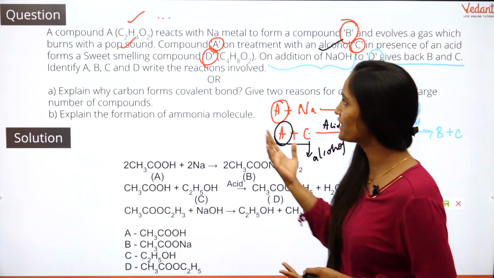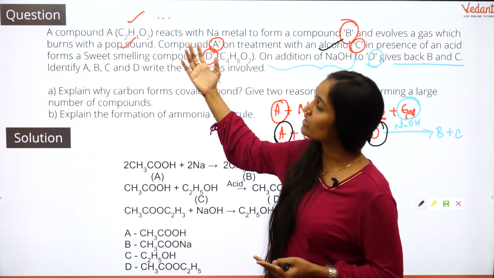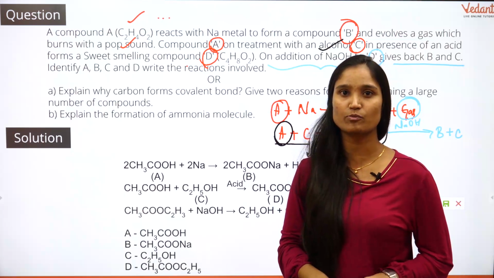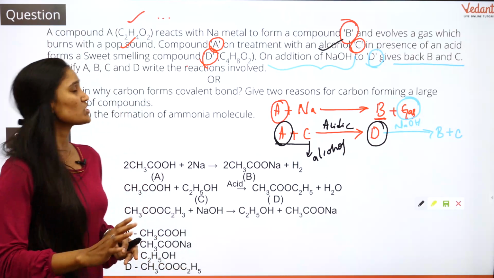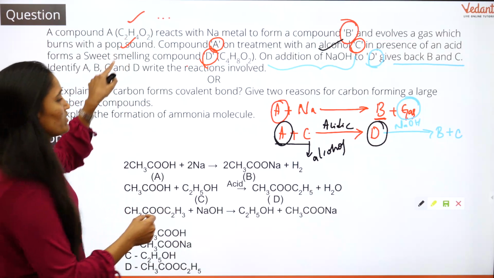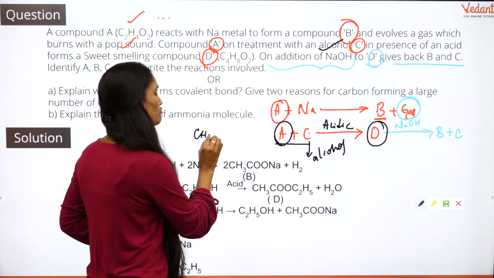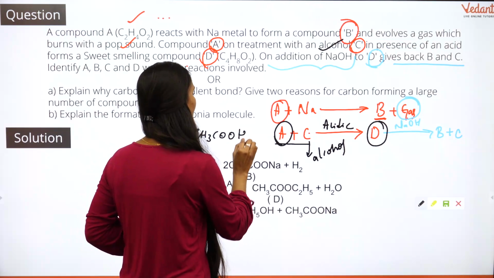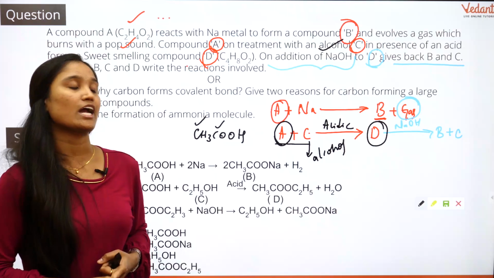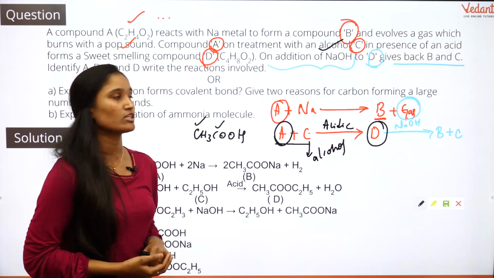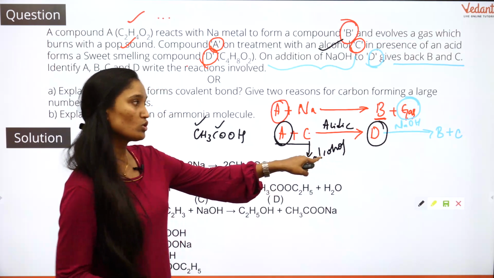And how would you do it? You can write it as CH3COOH. Now if you ask me why CH3COOH, why not something else? I'm just trying to rearrange the formula whichever is present here. So according to the formula, I can only have 2 carbons, which is present in ethanoic acid. So what is A? A is ethanoic acid. And then which alcohol could this be?